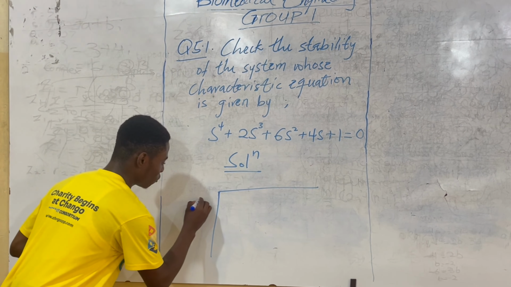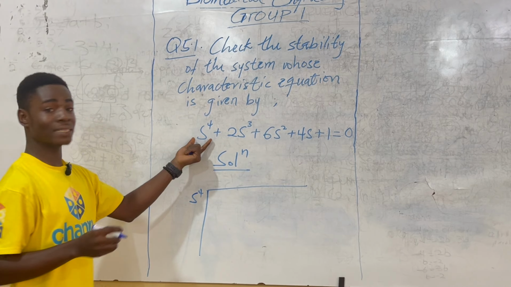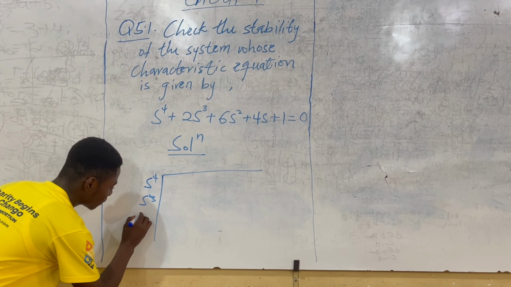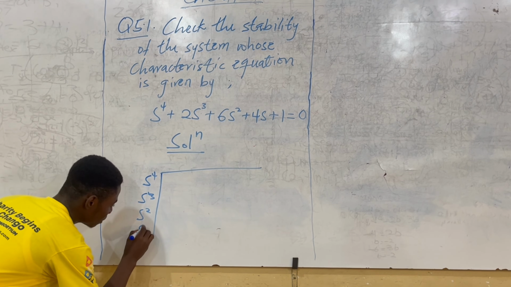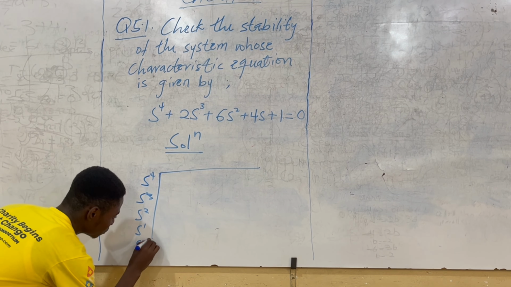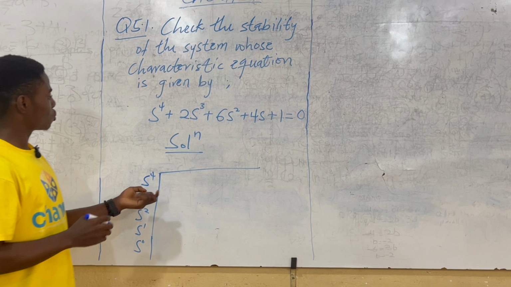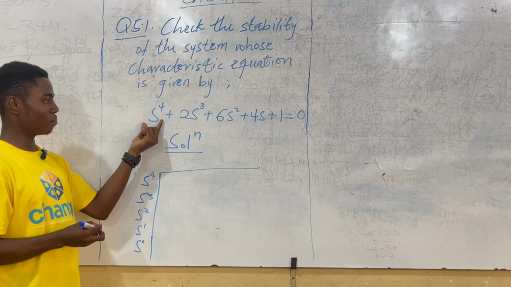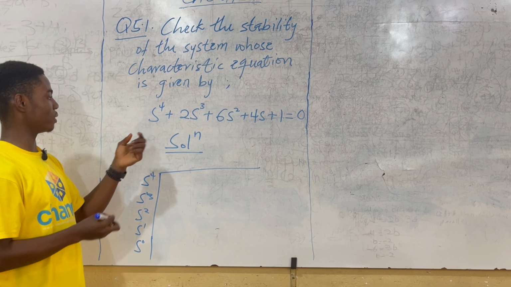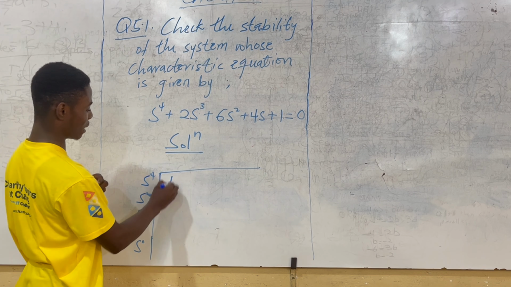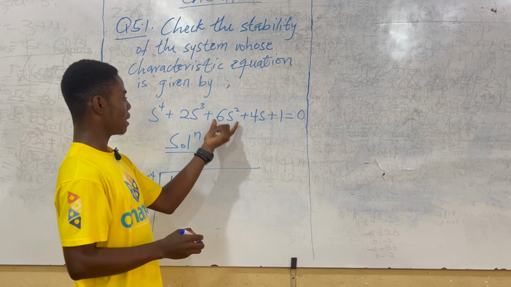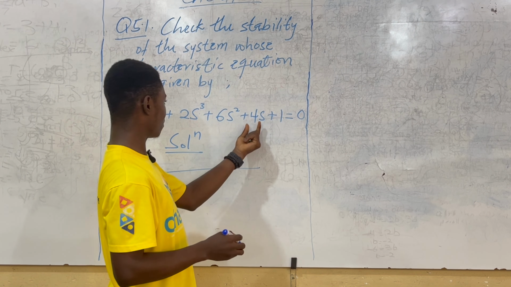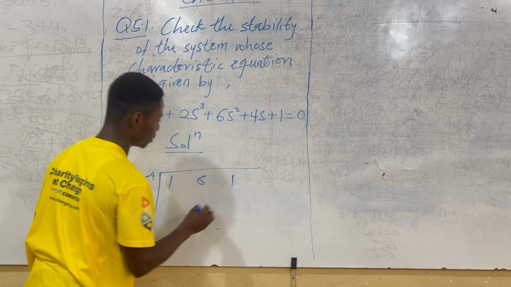So with that, we start from s to the power 4, since that is our highest degree, down to s to the power 3, s to the power 2, s to the power 1, and s to the power 0. We are going to fill the rows this way. We start from the s with the highest degree, so the coefficient of that is 1. Then we skip the second term and pick the coefficient of the third term, which is 6. Skip the fourth term, pick that of the fifth term, which is 1.